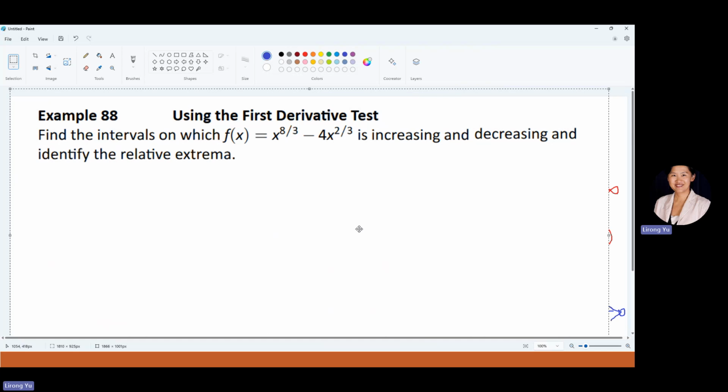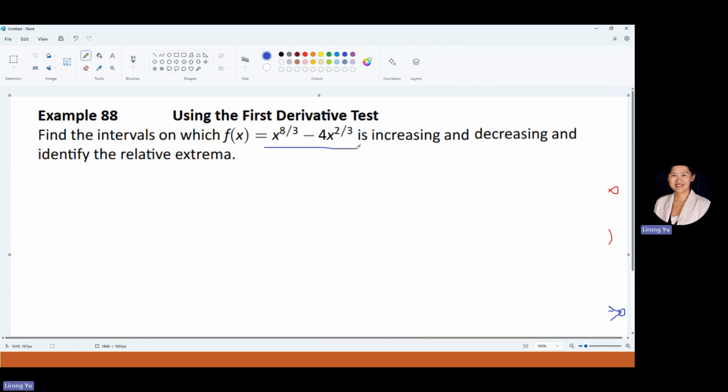Right, for this function we're going to find the intervals where it's increasing, decreasing, and possibly identify the relative minimum or relative maximum. So it's similar to the previous question. The only extra thing here is that we have a fraction in the exponent. When the exponent is not an integer, this is no longer a polynomial. We actually have roots. This is a cube root. There is a 3 in the denominator of those fractions. So right now it is in power form.